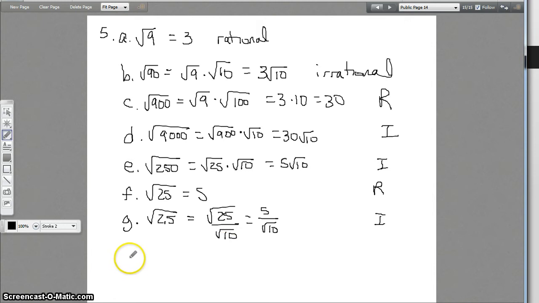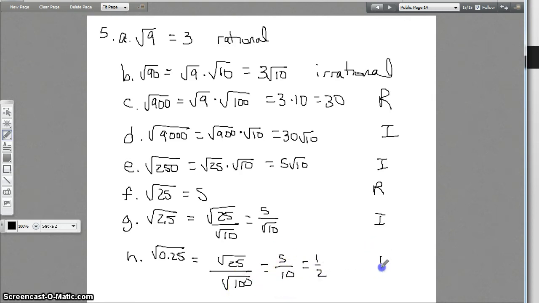And now let's look at part H. Part H is the square root of 0.25. We can write that as the square root of 25 over the square root of 100. The square root of 25 is 5. The square root of 100 is 10. That is 1/2. That is most definitely a rational number.